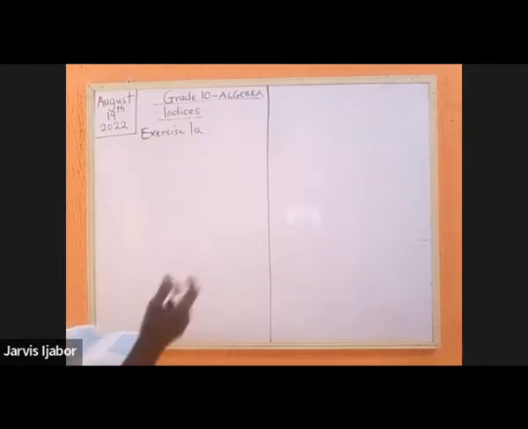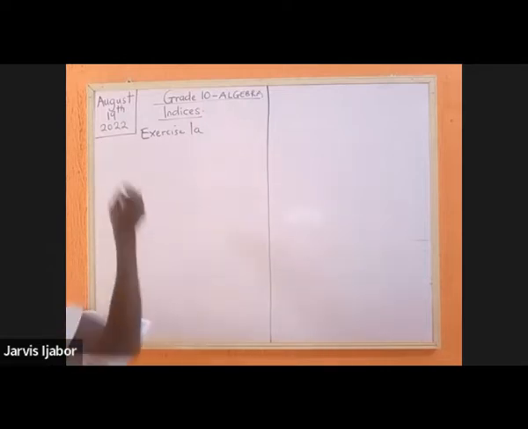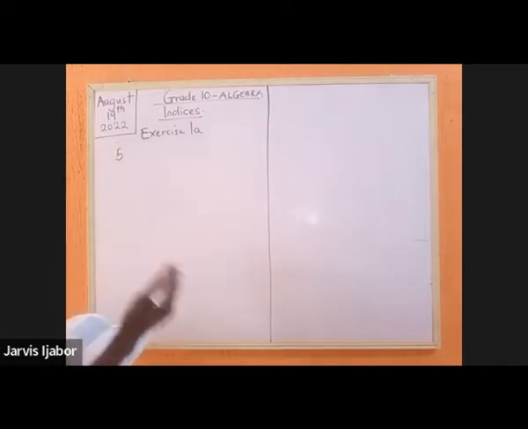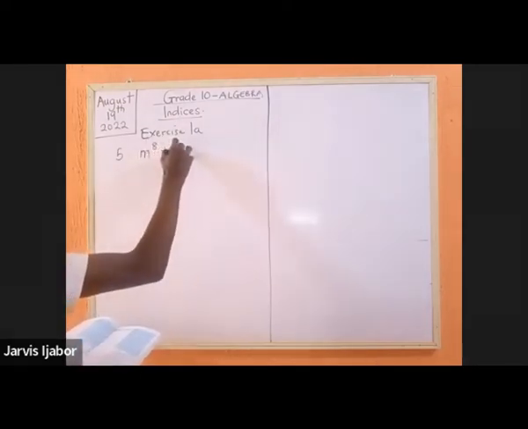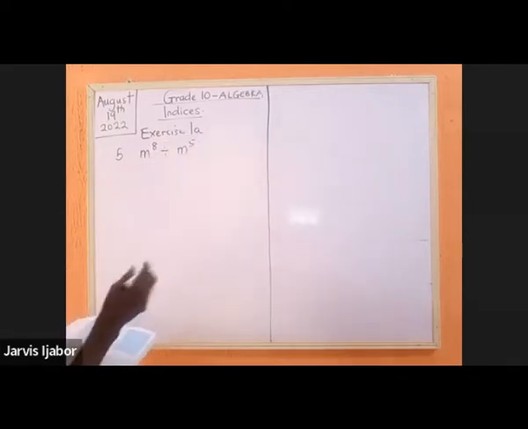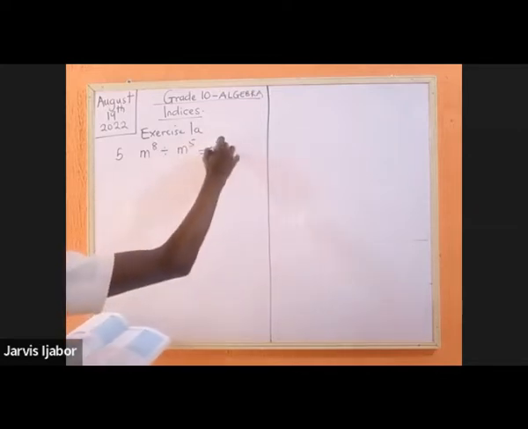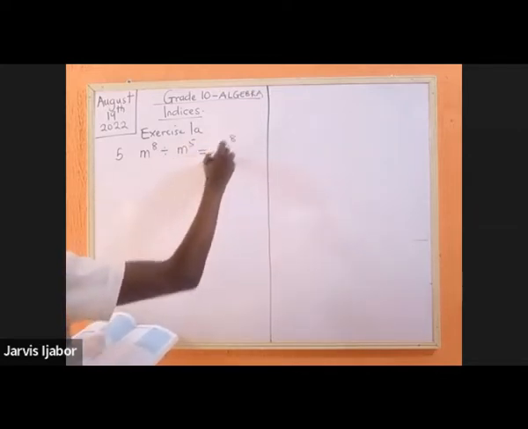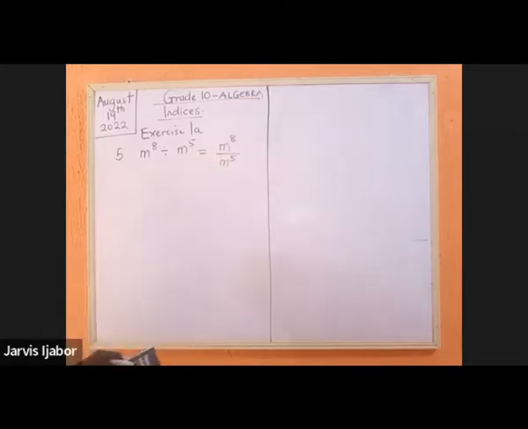Now this is a callback to our grade 8 experience. I'll go to question 5. With what I've done, you should be able to answer and do question 4. M to the power of 8 divided by M to the power of 5. From our grade 8, we know that when you say divided, it means that you're writing it as a fraction of numerator over denominator. I always advise my students to write in this manner.